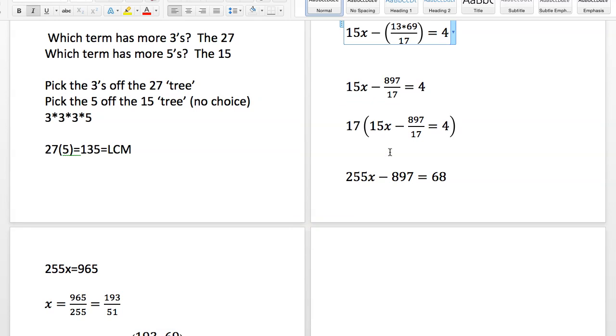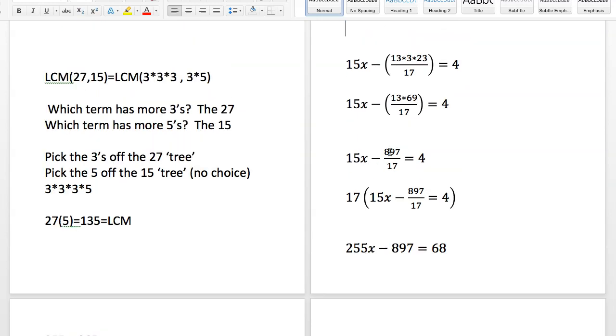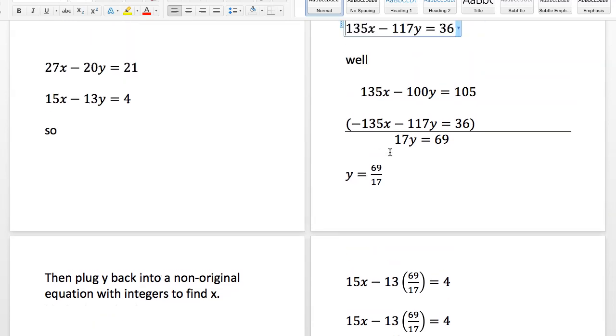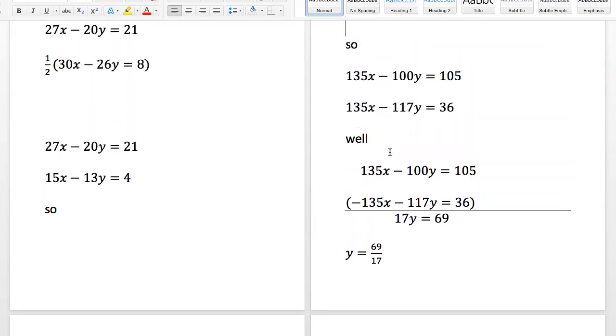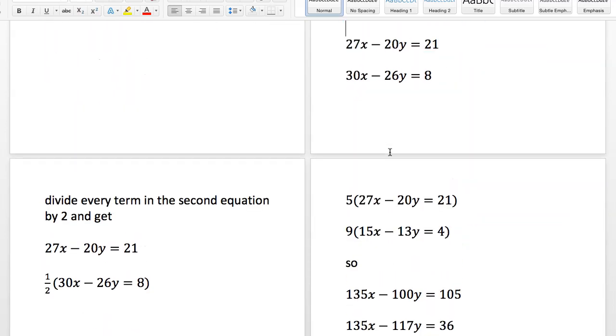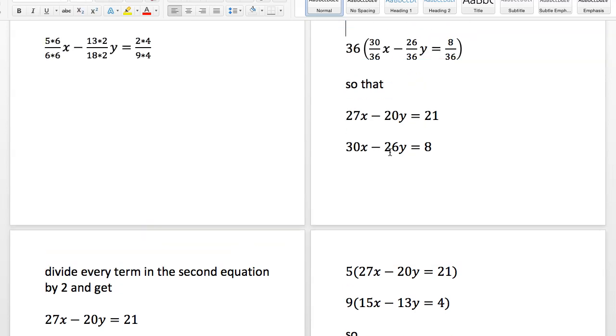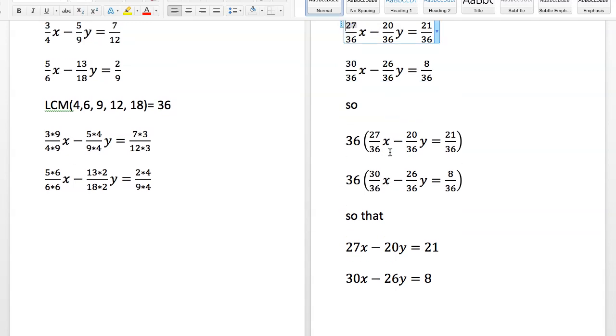x is 193 over 51 and y is 69 over 17. I'm afraid it would bother me if I had it wrong. Guys, if it turns out wrong, that means I made an arithmetic mistake somewhere, but I didn't really come in here to solve this as much as I just came to show y'all how to get rid of the fractions.